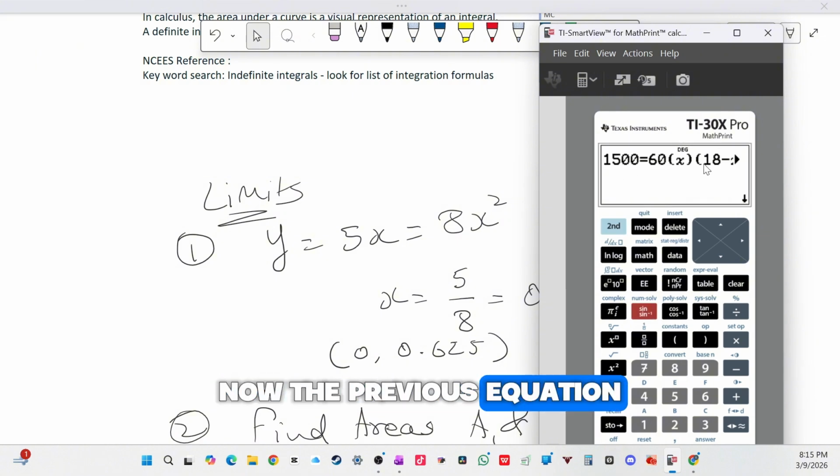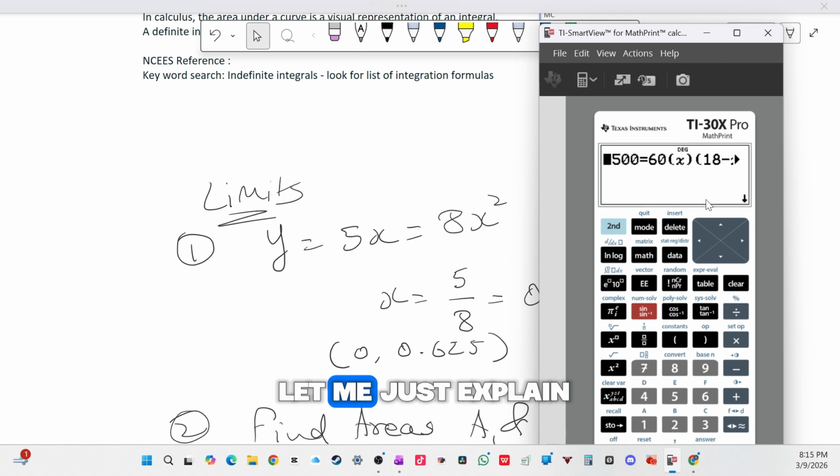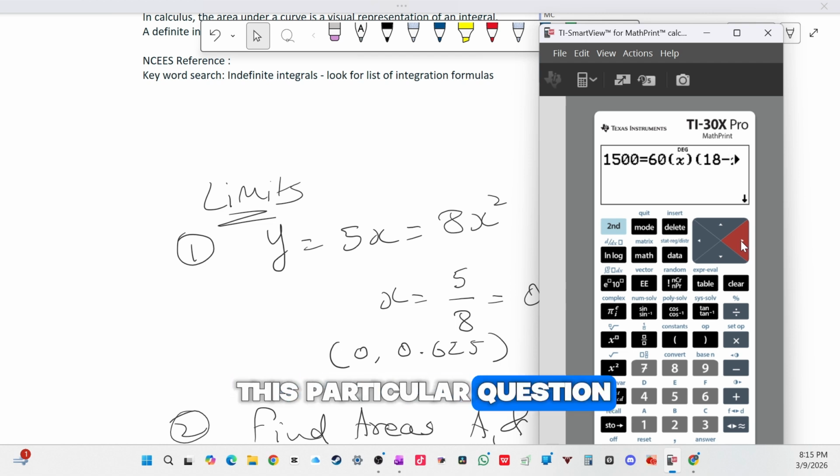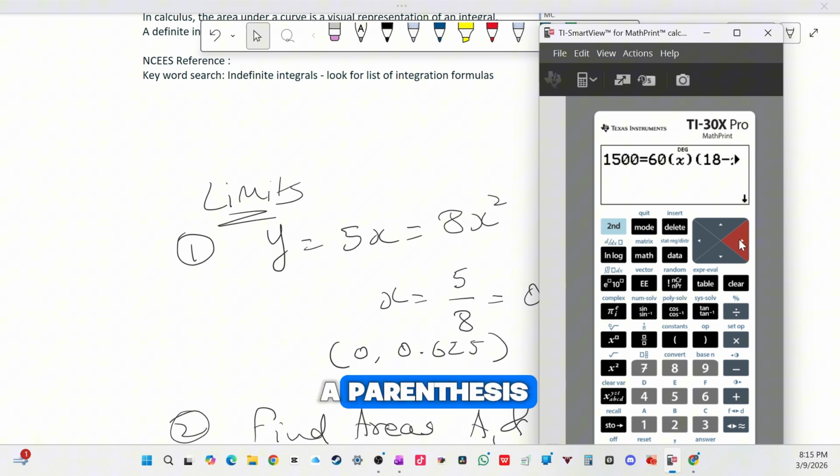Now the previous equation that I used is starting to pop up here. Since I'm already here, let me just explain. Some of you were asking me why we are not able to get the answer for this particular question. So what you have to do is, anytime there is a multiplication, you have to put a parenthesis.